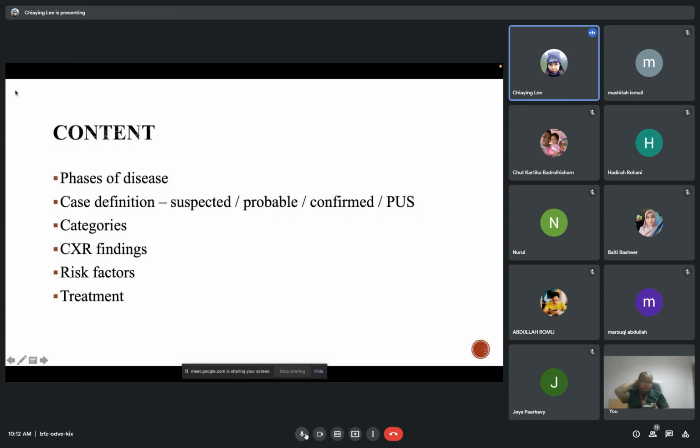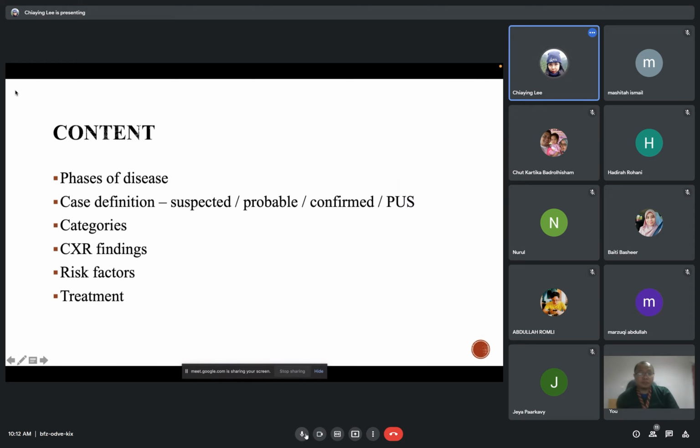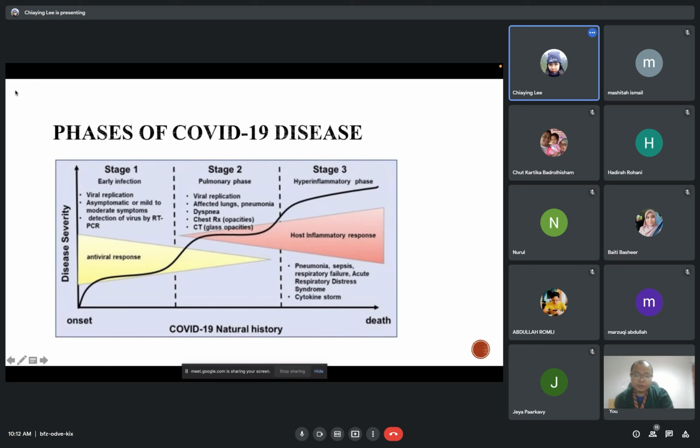Okay, doctor. So for my presentation, I'll briefly touch on phases of COVID-19 disease, case definition, categories of COVID illness, X-ray findings, risk factor for severe COVID illness, as well as the treatment. So first we'll start off with phases of COVID-19 disease.